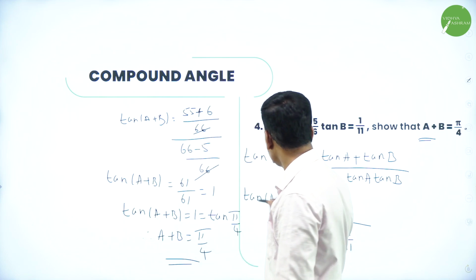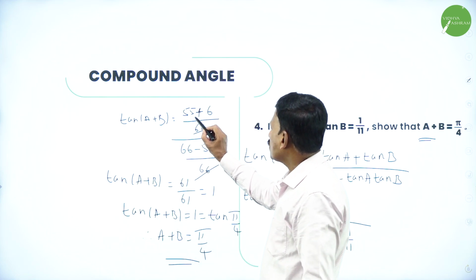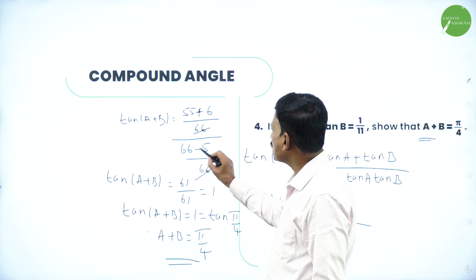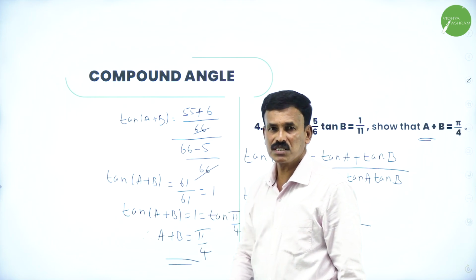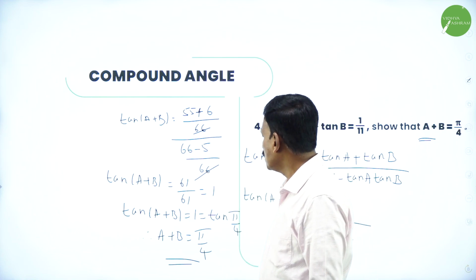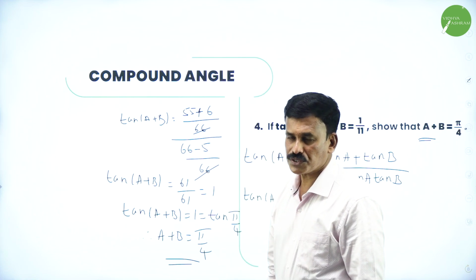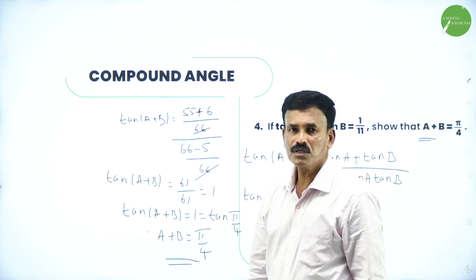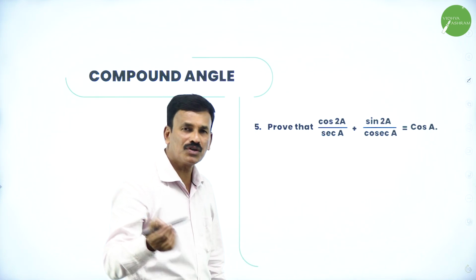That's equal to, take the LCM. 66 is the LCM. So cross multiply, you will get 55 plus 6 is 61, divided by 66 minus 5. 61 by 61 is 1. Tan of that is 1, which is nothing but tan pi by 4. So what is tan 45? Tan 45 is 1. So therefore A plus B is equal to pi by 4. Now let us move on to the next problem.